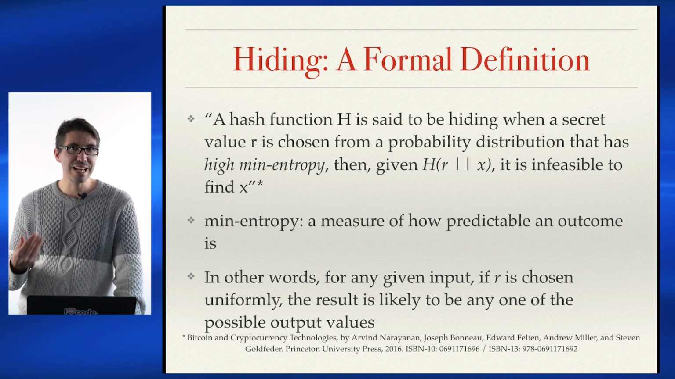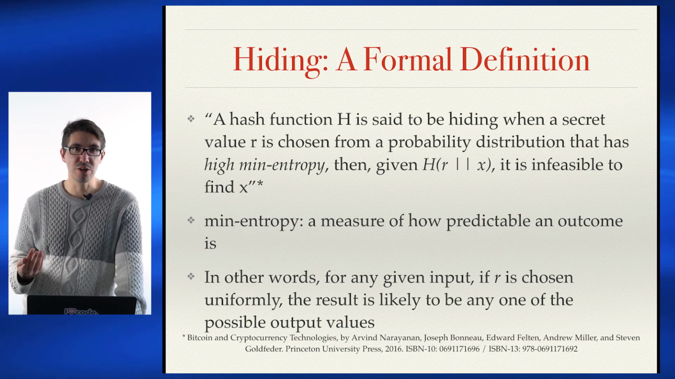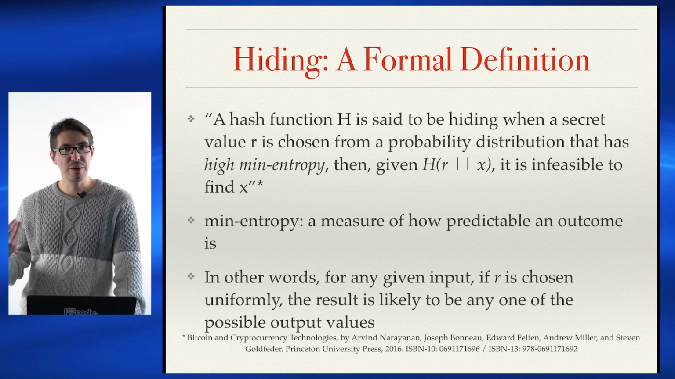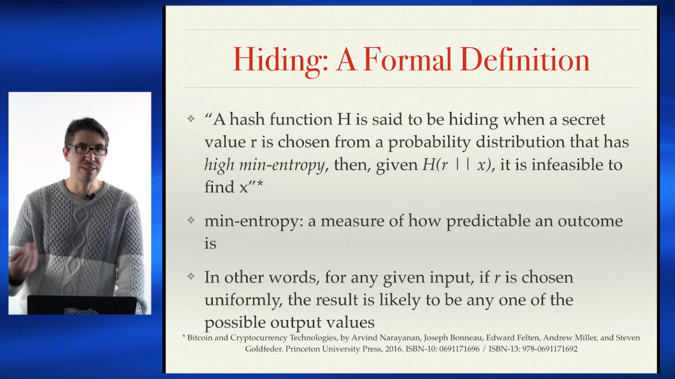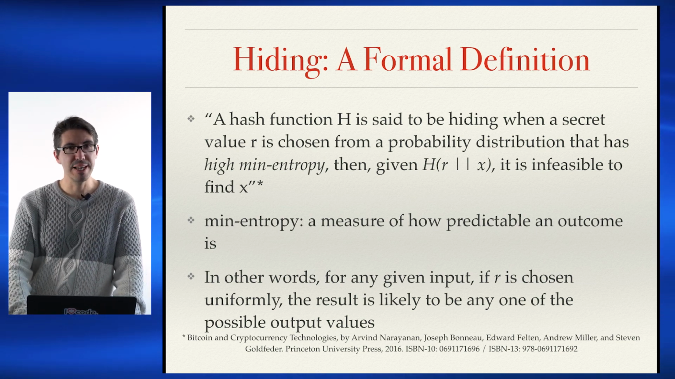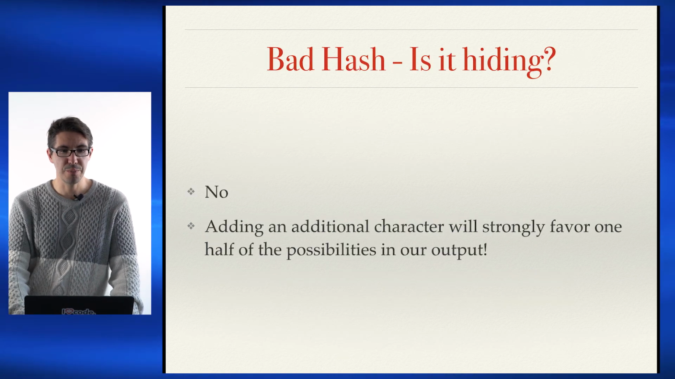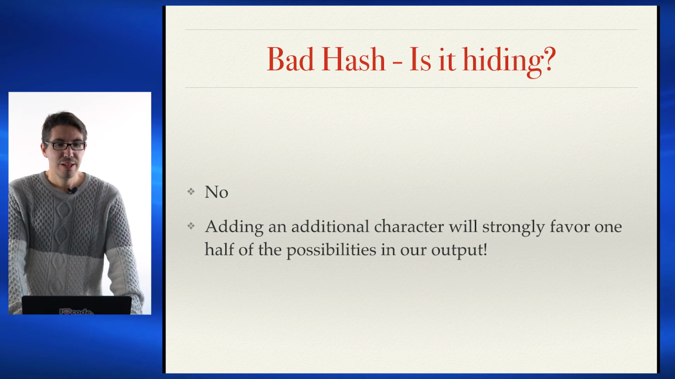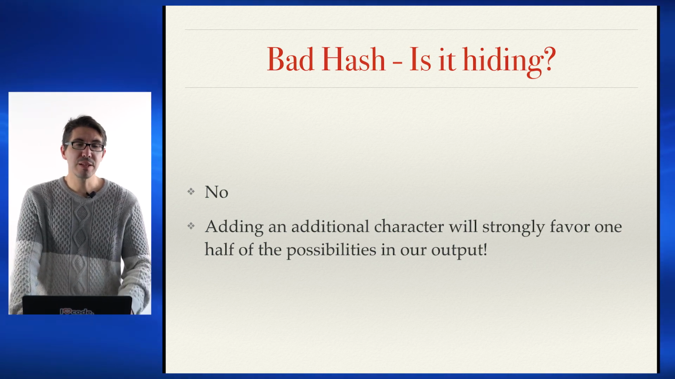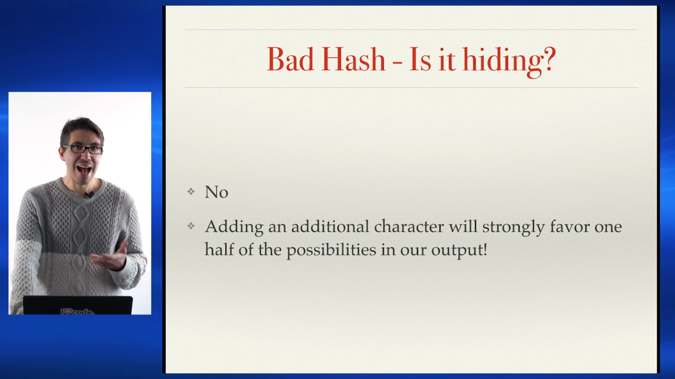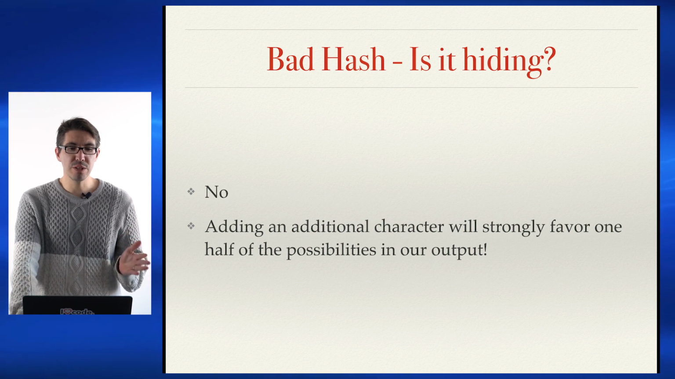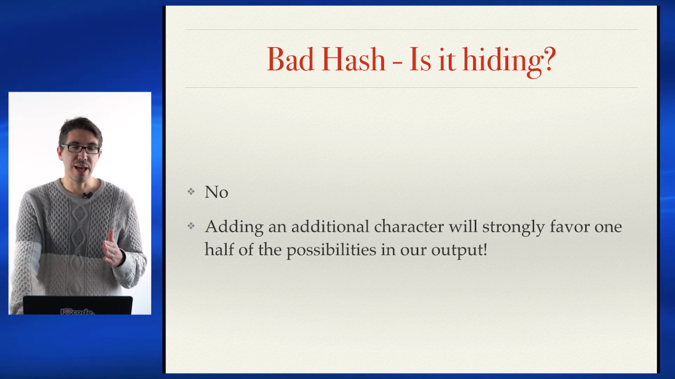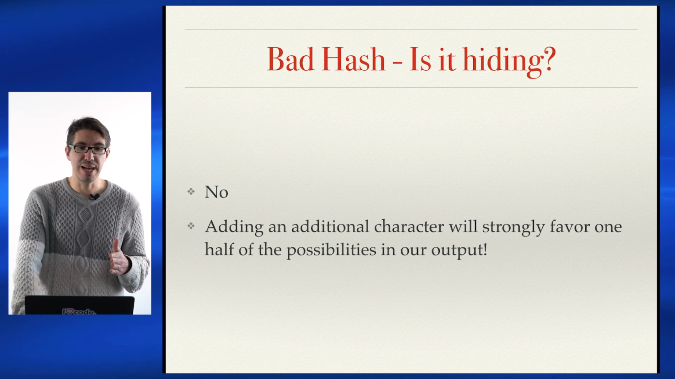But I think the easiest way to understand this is going from the result, you can't go back to the initial input, or at least it's computationally infeasible to do so. So is BadHash hiding? No. Why? Because according to our technical definition, adding an additional character is really going to bias the direction that our resulting hash value is going to have.